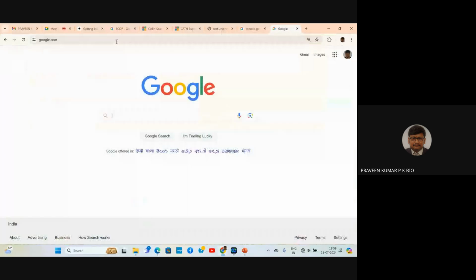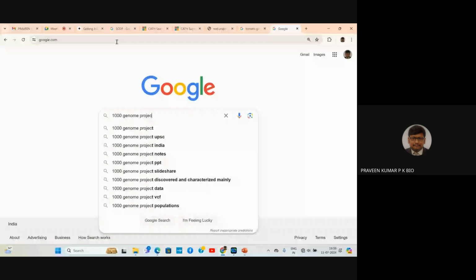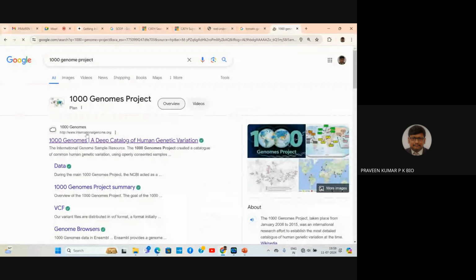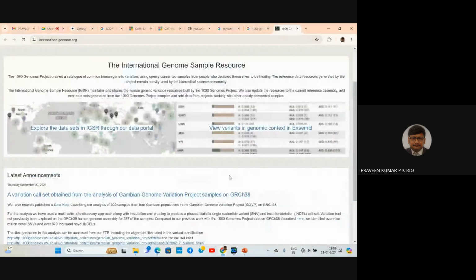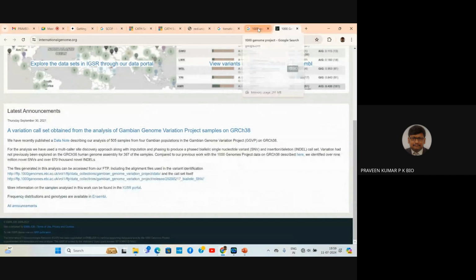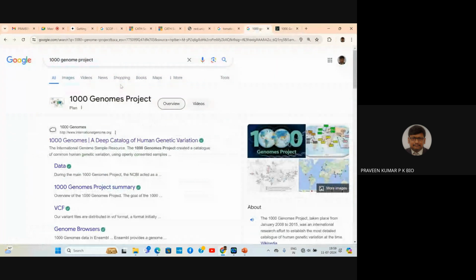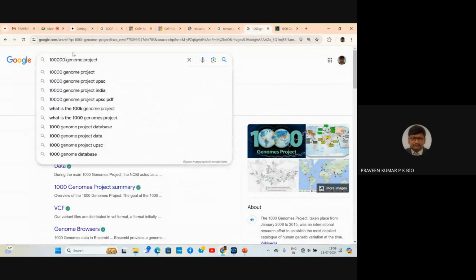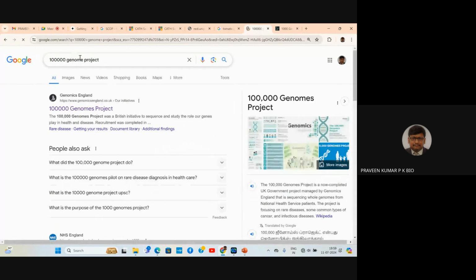I was explaining about the 1,000 genome project, isn't it? Simply type 1,000 genome project. It takes you to the International Genome, 1,000 genomes. Not only can you find human, you can find the plants and the mice, rat, etc. 1,000 genome projects are established for many species. You can search for a specific thing in 1,000. Not only 1,000, I was mentioning to you about 1 lakh genome, isn't it? You can check it out.